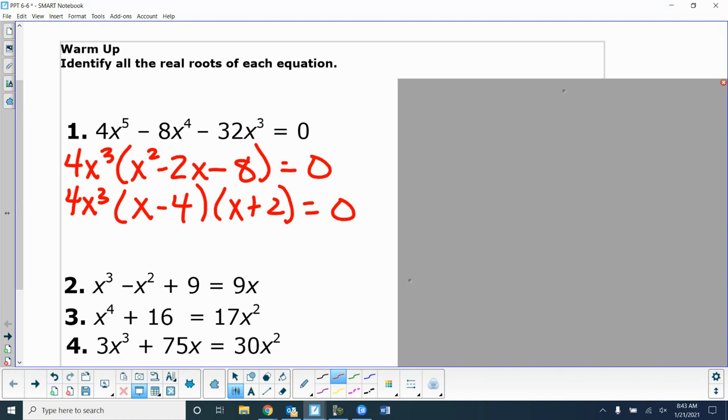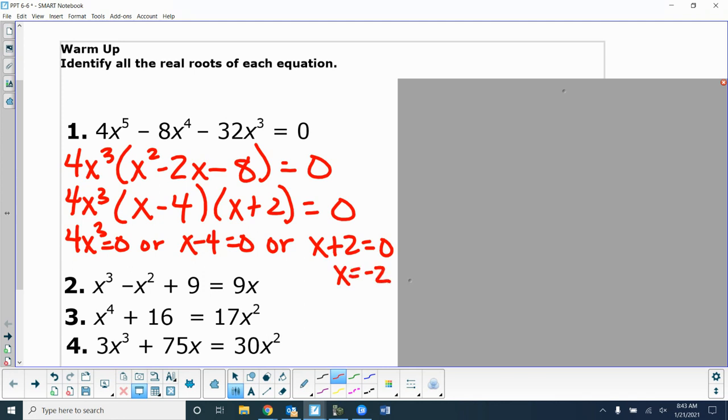Okay, so if this times this times this equals 0, either this one equals 0 or this one equals 0 or this one equals 0. One of those three has to be equal to 0 if I multiply them to get 0. Make sense? That's called the zero product property. So what am I going to do to solve for x here? Subtract 2. So the answer is negative 2, right?